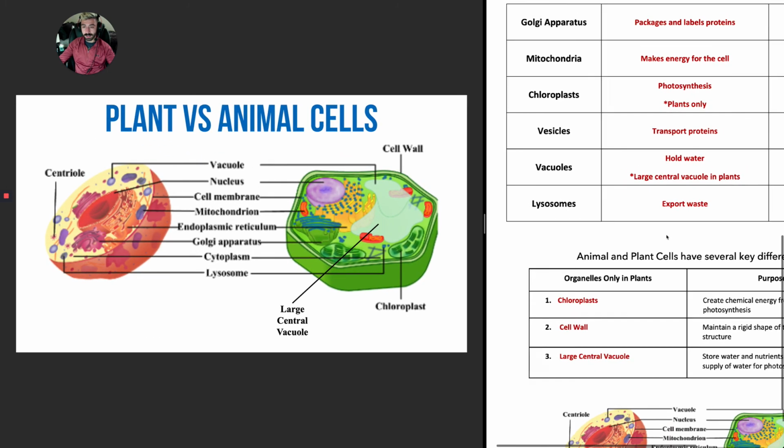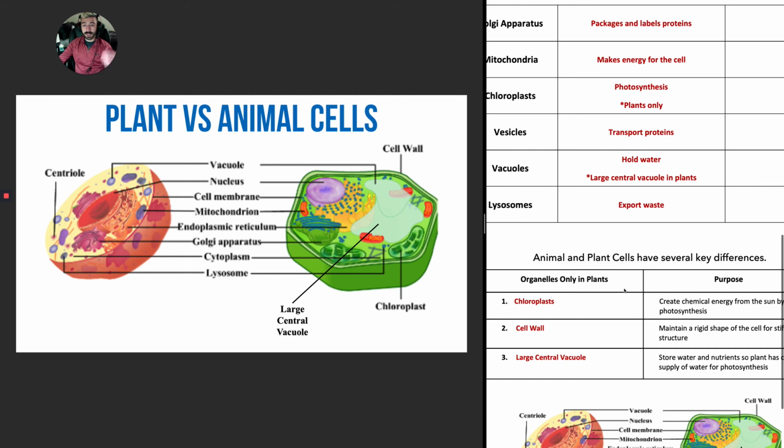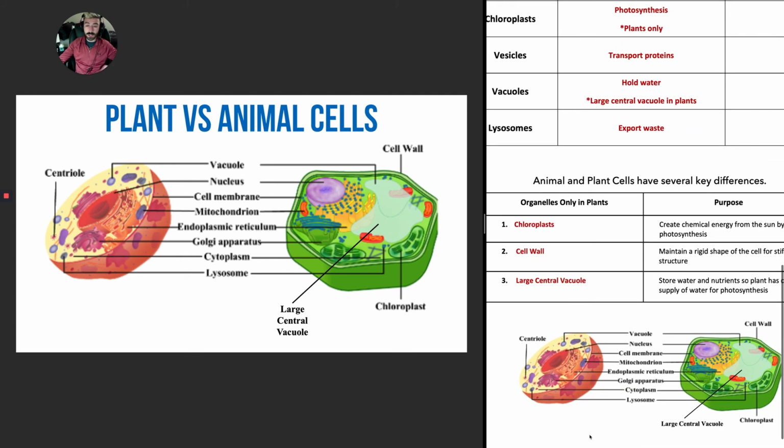Sorry, wrong thing. Plant and animal cells have key differences. And so here we have a diagram of each, and we see this on the lecture slide or on the notes as well. There are some things we didn't talk about in here, like centrioles, and that's okay. But we have lysosomes in both plant and animal cells. We have cytoplasm, the Golgi apparatus, the endoplasmic reticulum, the mitochondria, cell membrane, nucleus, vacuoles. All of those things are in both plant and animal cells. But plant cells have three specific things that I want to talk about that are only in plant cells.